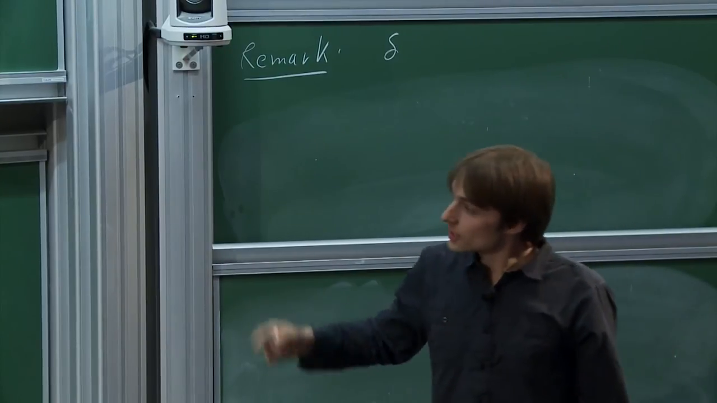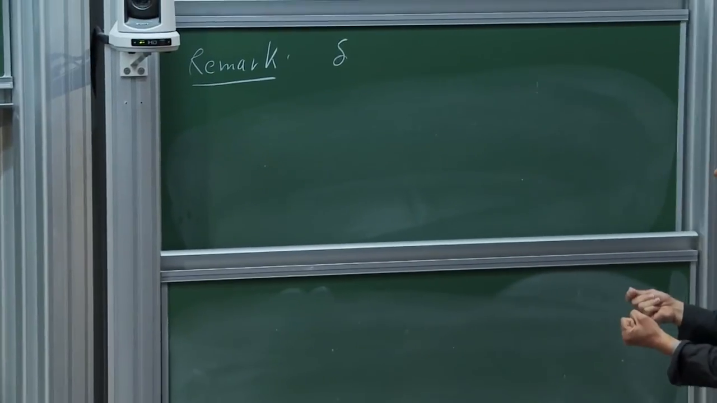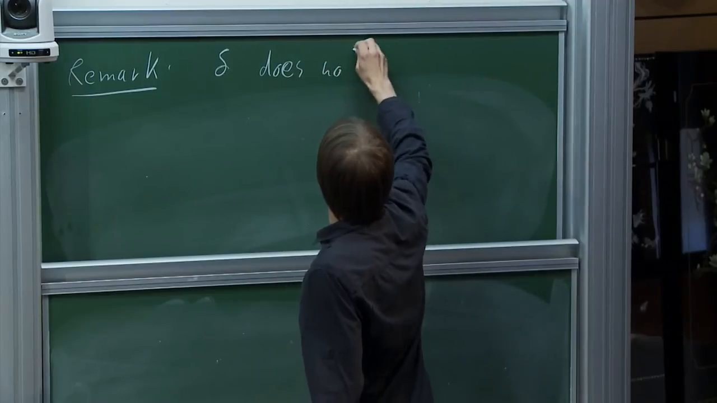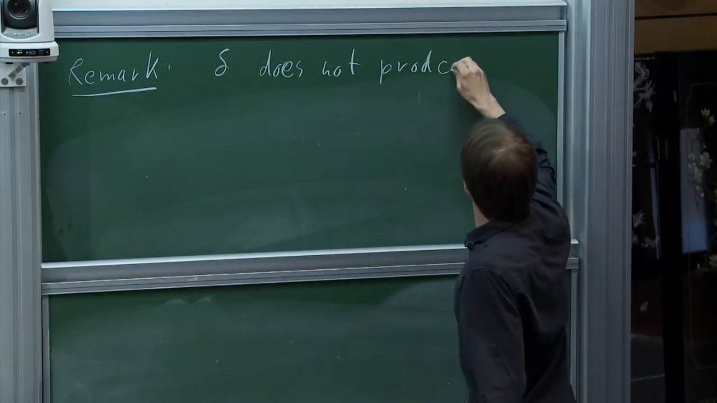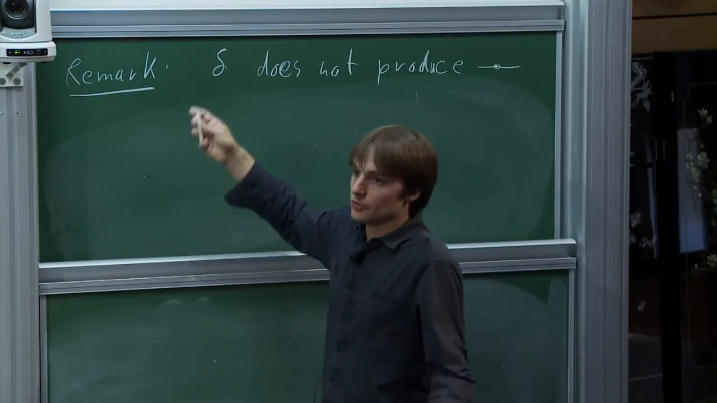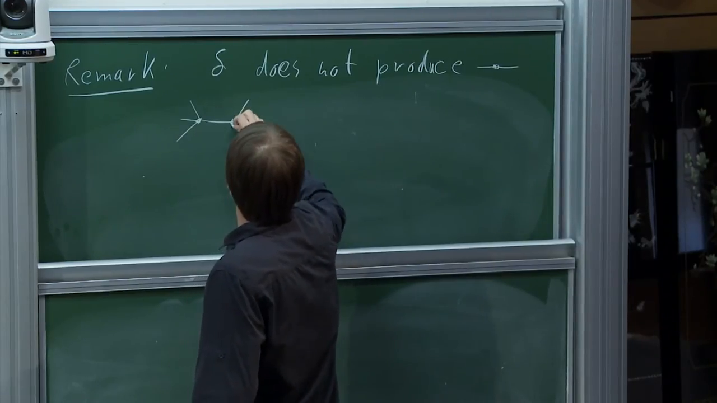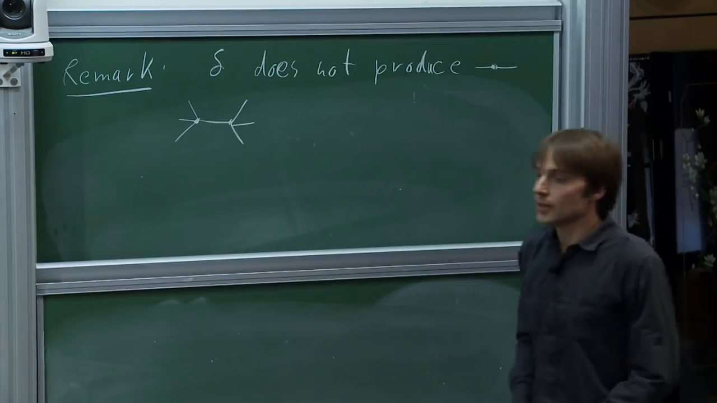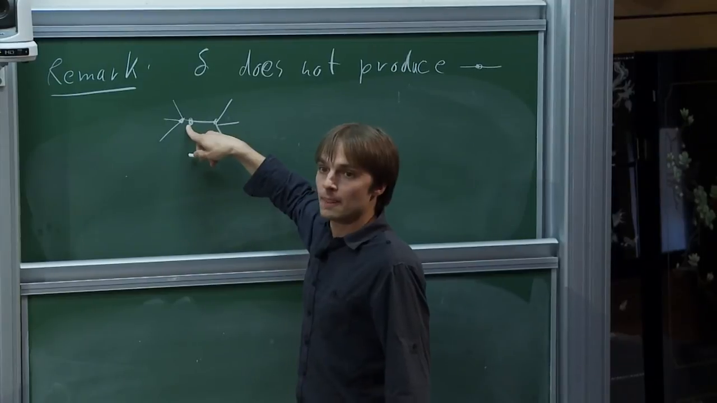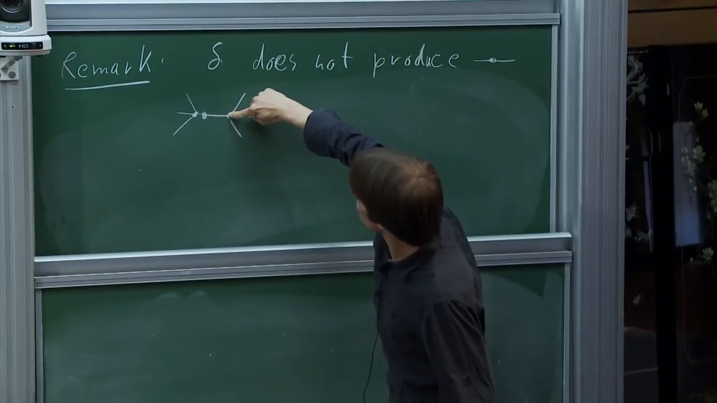So this differential does not produce bivalent vertices, so vertices of valence 2, if there were none before in the graph. So basically, let's say here I draw some portion of the graph, and now you split the vertices. On principle, you could produce something like this, right? But an equivalent picture is also obtained by splitting this vertex.